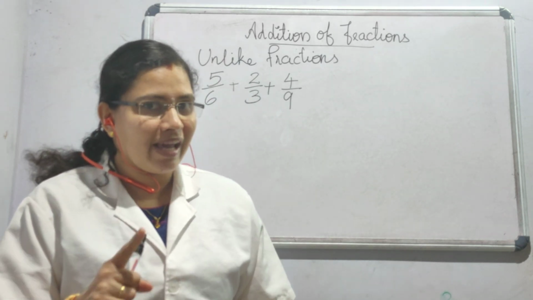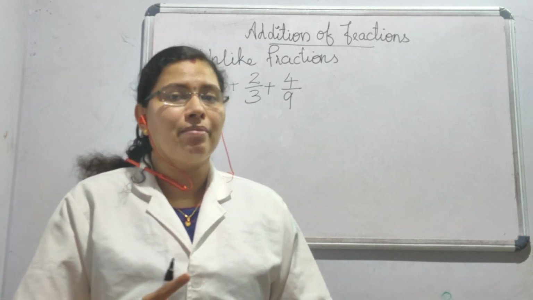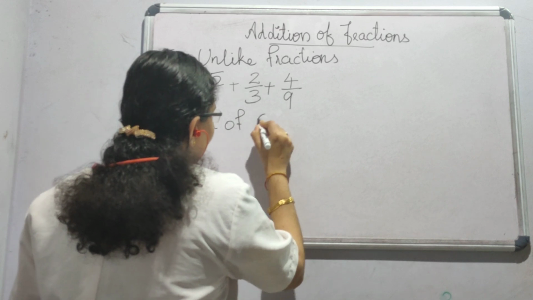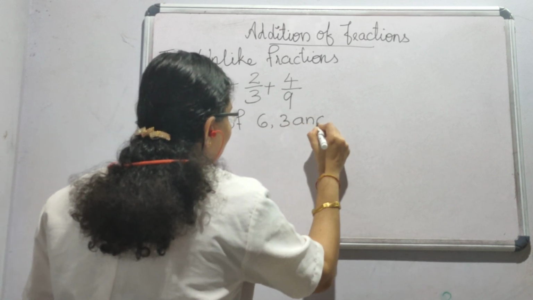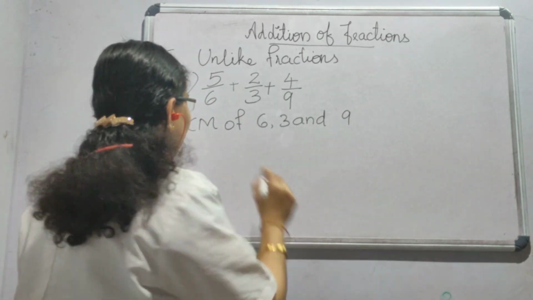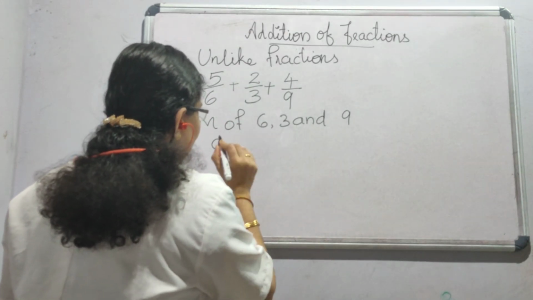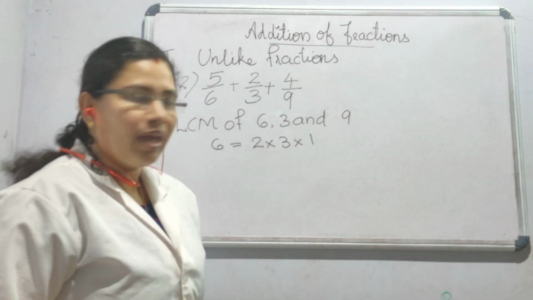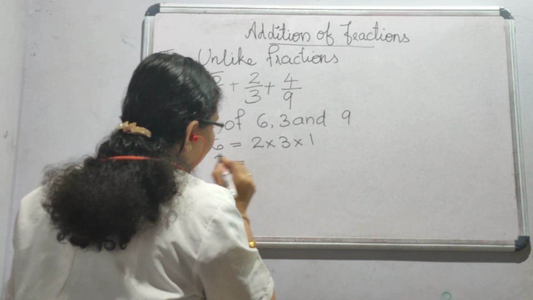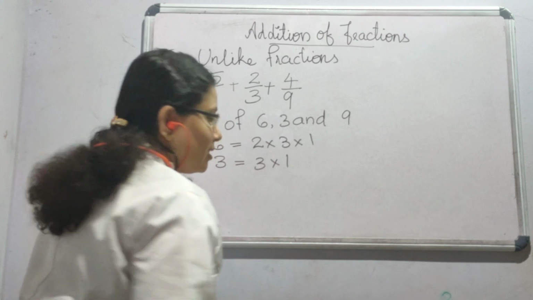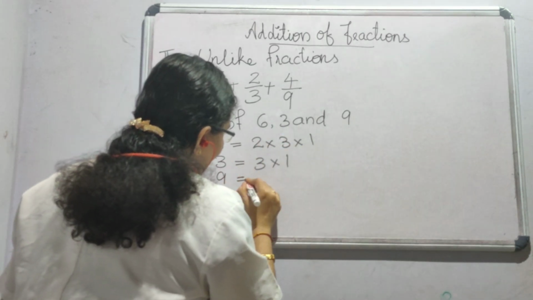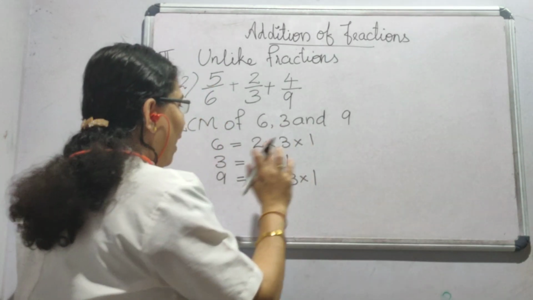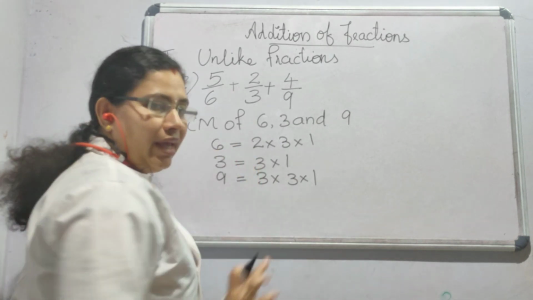Okay. So what is the first step? We have to find out the LCM of the denominators. So the LCM of 6, 3 and 9 we have to find out. Okay. So 6 is equal to, you can write as 2 into 3 into 1. We can prime factorize 3. This is a prime factor. So 3 into 1 is 3. And 9 is equal to 3 into 3. Okay. So we have prime factorized 6, 3 and 9.